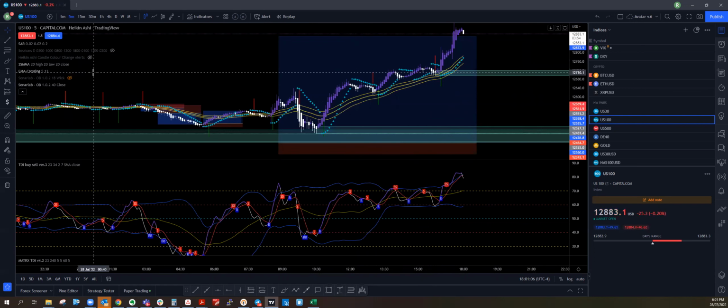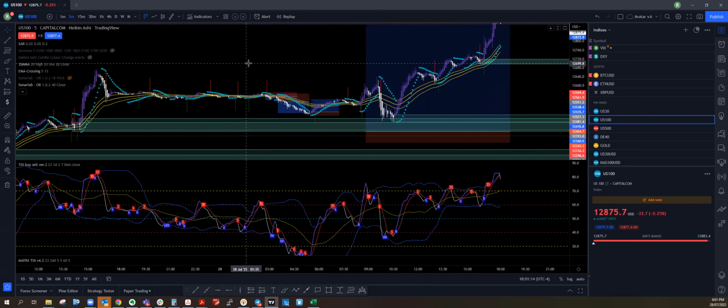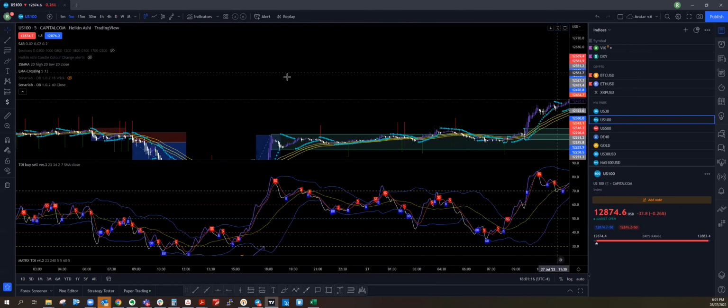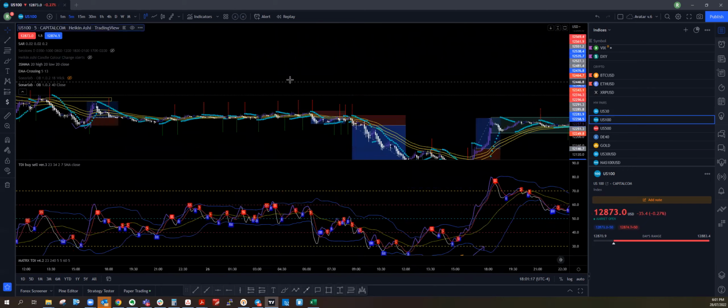And then also, we've got the entries and exits now. So let's talk about these order blocks. What are order blocks? Now let's find a clean section of the chart.